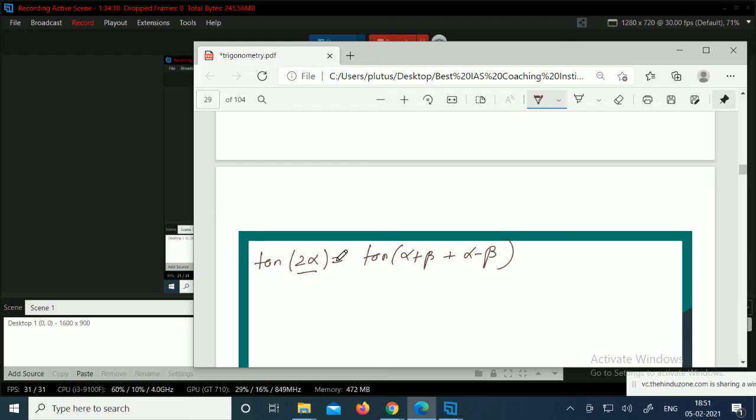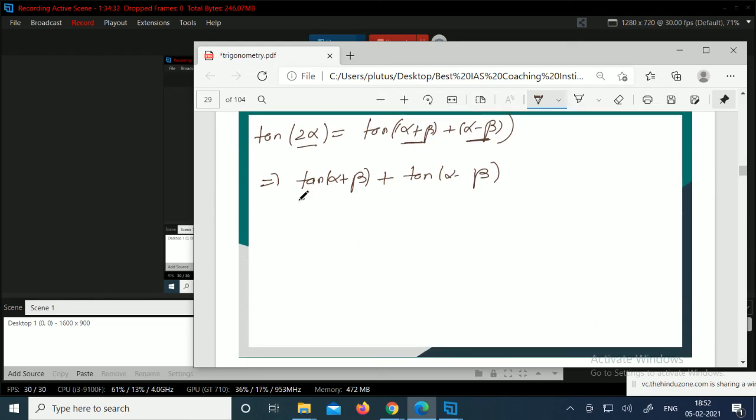Yes, sir. If I apply tan(a+b) here, this is a and this is our b. So what will be the value of this? tan(alpha+beta) plus tan(alpha-beta), divided by 1 minus tan(alpha+beta) into tan(alpha-beta), isn't it?